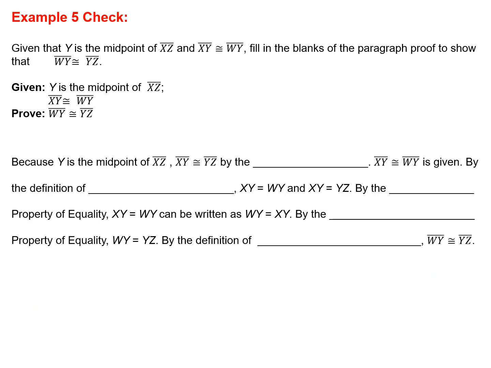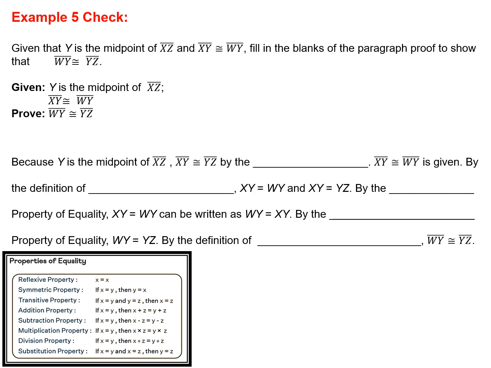You try the check here. You're going to read through it and you're just going to fill in the blank. When they give you a paragraph proof, 9 times out of 10, this is the way they'll give it to you. You'll have to fill in the missing pieces of information. I've included your properties of equality on this page so you don't have to go back and look. So pause the video, take a moment, and try the problem.